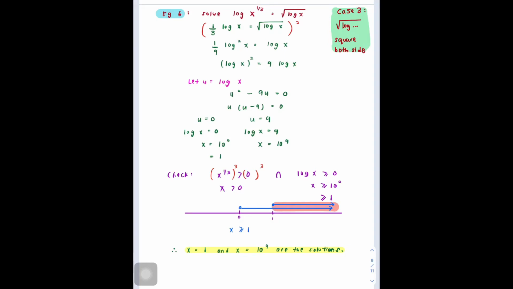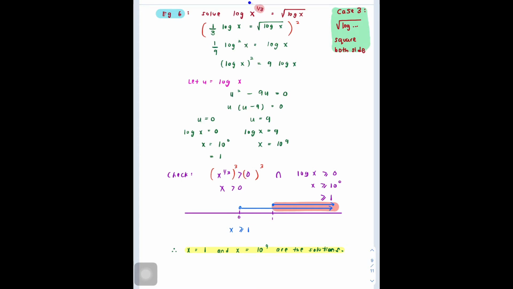Okay, continue with the next example of solving log. This one is case 3, which is different from the first two cases. If you have square root of something, square root of log or square root of ln. For example, log x to the power of 1 over 3 equal to square root of log x. If you notice, this one is the power of this argument.